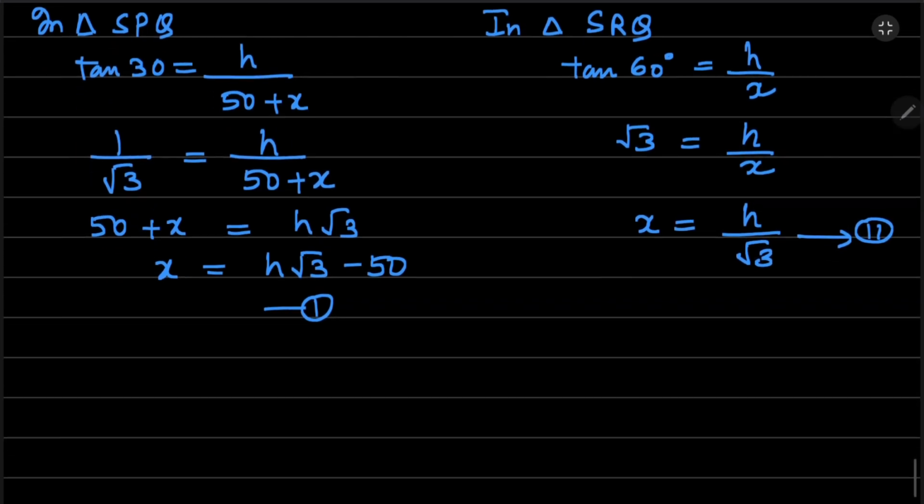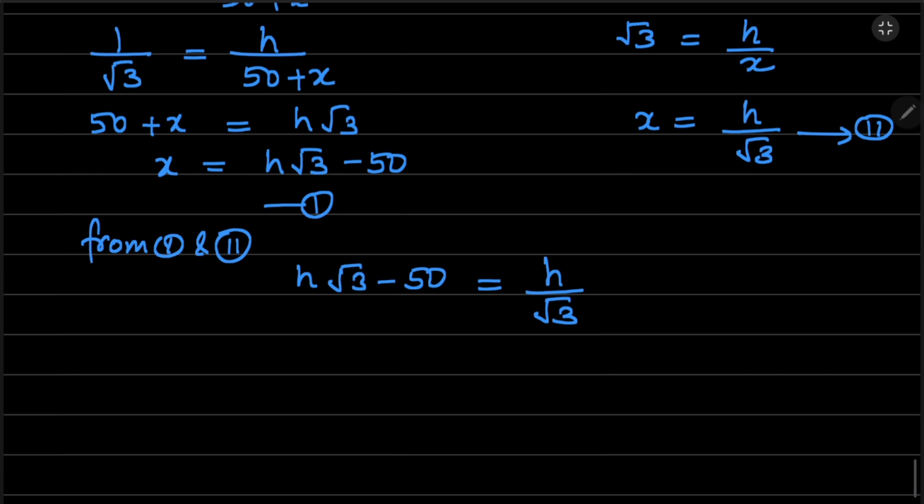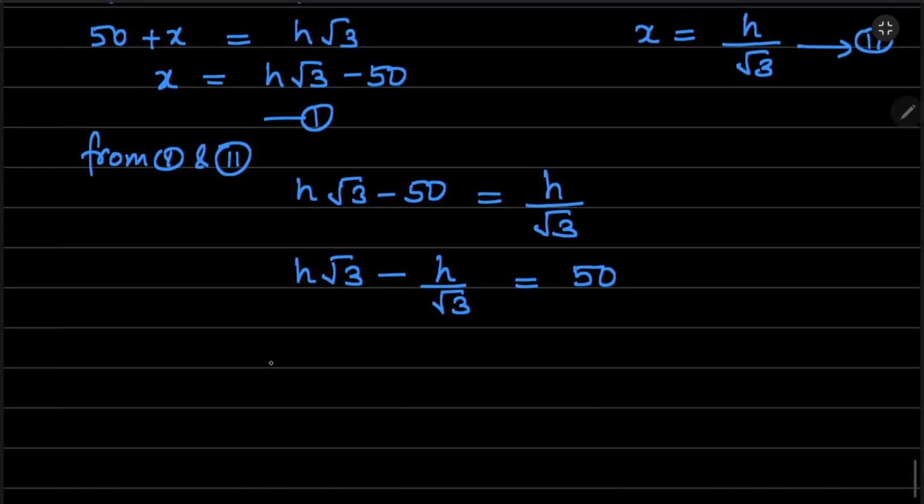So from 1 and 2, what do you get? h root 3 minus 50 is equal to h by root 3. You have to calculate h. Just solve it. We can take the h terms on one side and the constant 50 on the other side. h common. So h times (root 3 minus 1 by root 3) is equal to 50.